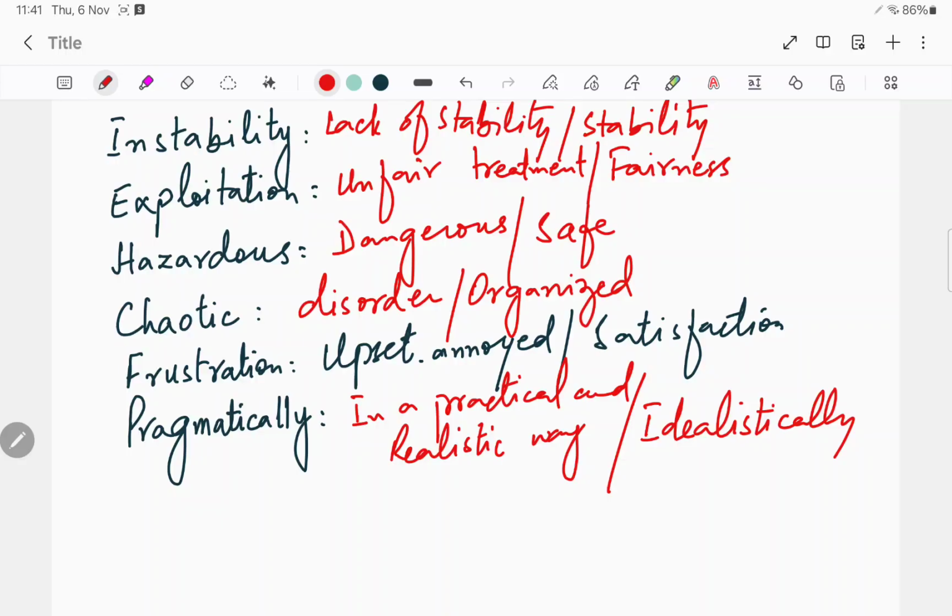So, with that, dear students, we have come to the end of this section of vocabulary, and I hope by understanding the difficult words, we will be able to understand the essay more effectively.